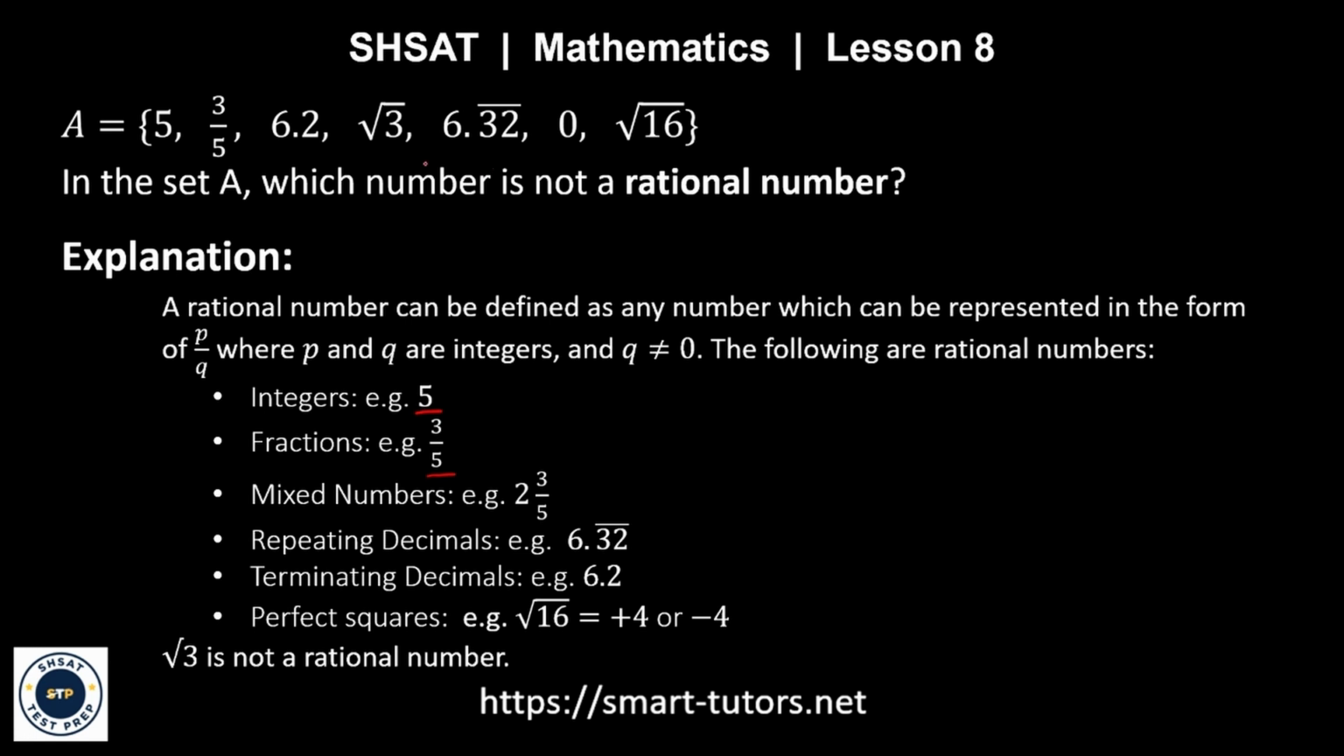The only one that is not is radical 3, because it is not a perfect square inside. You cannot bring it out as a whole. So our answer is radical 3.